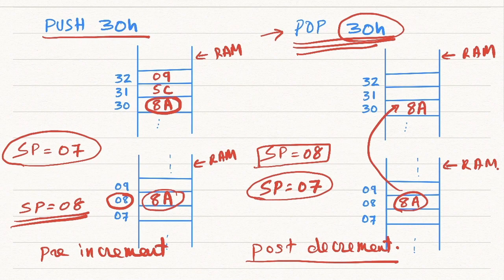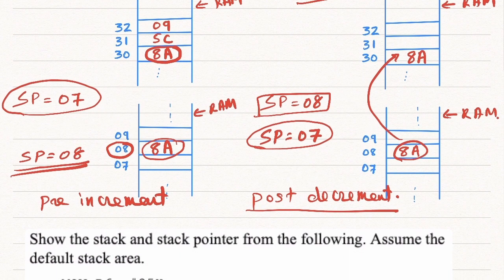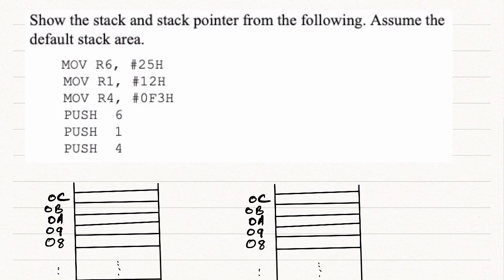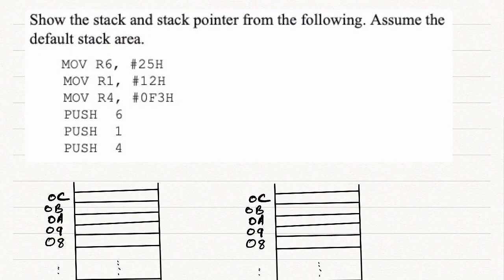So now we will see some examples. Let us take this example. In this example, it is written: show the stack and the stack pointer from the following. Assume the default stack area. When you say assume default stack area, it indicates that SP is equal to 07.